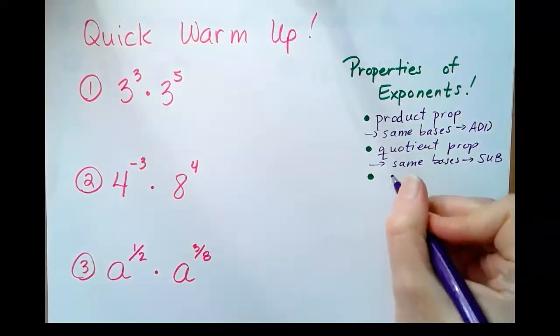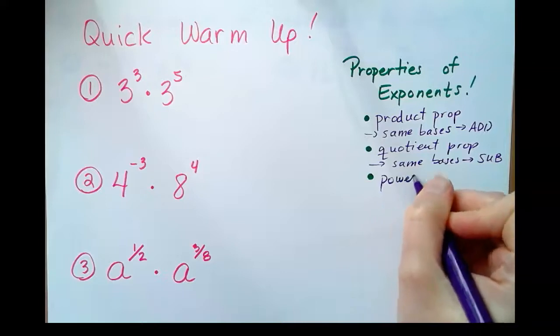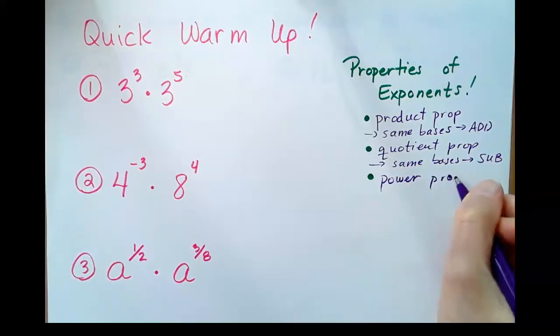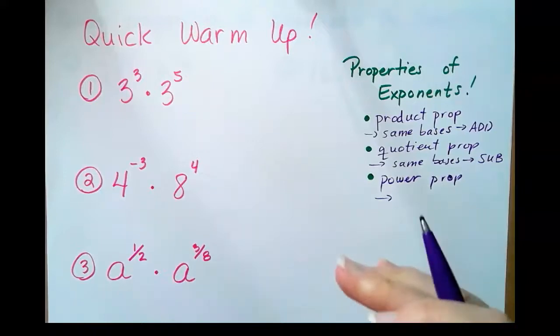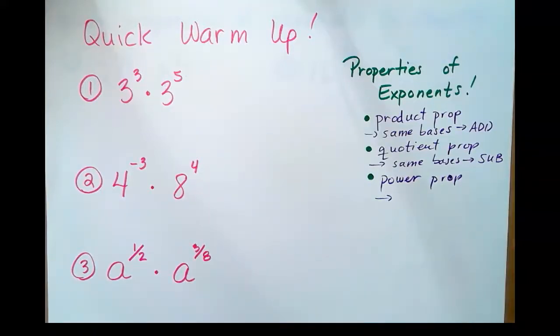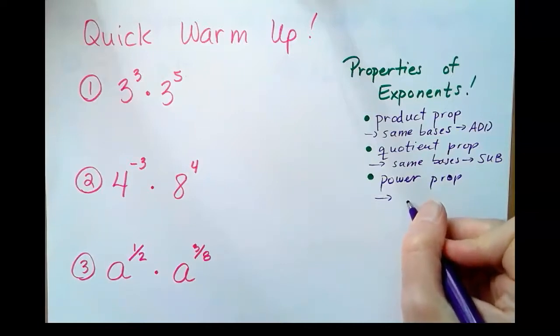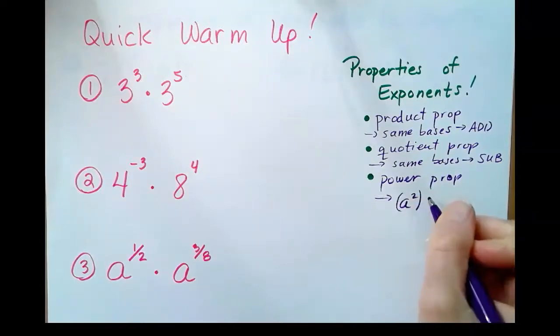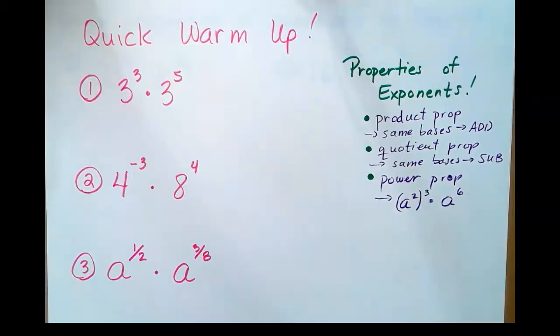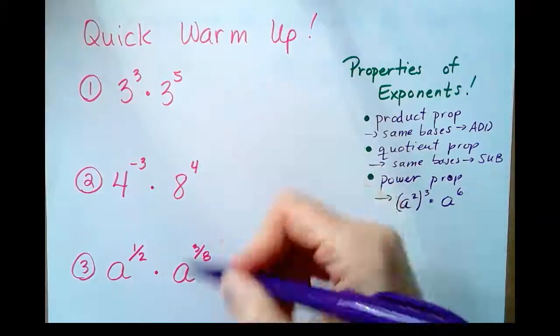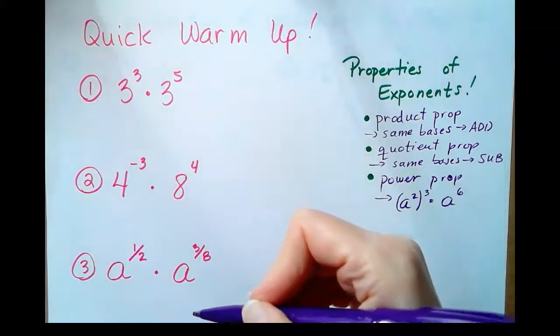And the last property of exponents is the power property. When we have the power property, that's a base being raised to a higher power. So here's a quick example. If we had a to the second to the third, we would multiply those powers together. Product property, quotient property, power property, we're mostly going to be using the product property here.